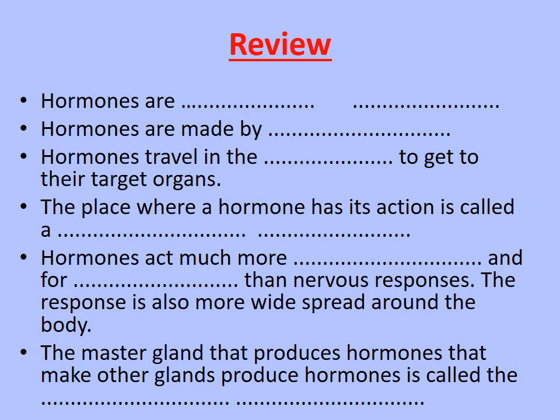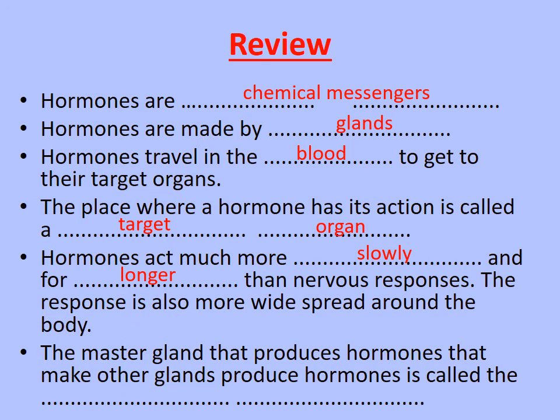Then there's this gap fill to have a go at. So hormones are chemical messengers. Hormones are made by endocrine glands. Hormones travel in the blood to get to the target organs. A place where a hormone has its action is called a target organ. Hormones act much more slowly and last for longer than nervous responses. The response is also more widespread around the body, and the master gland that produces hormones that make other glands produce hormones is called the pituitary gland.